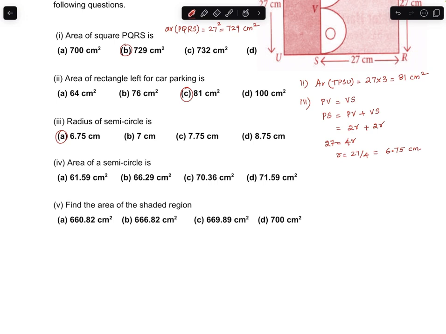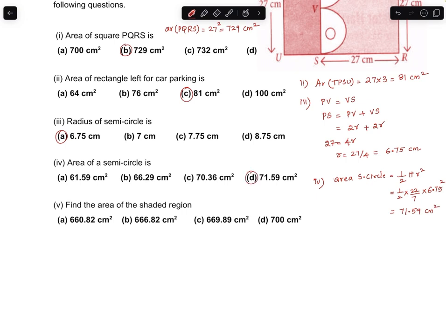Question 4. Area of semicircle. Now that we got the radius in the previous question, area of semicircle is half times pi r square. Half times 22 by 7 into 6.75 square. On calculating this, we get 71.59 centimeter square. The answer is option D.